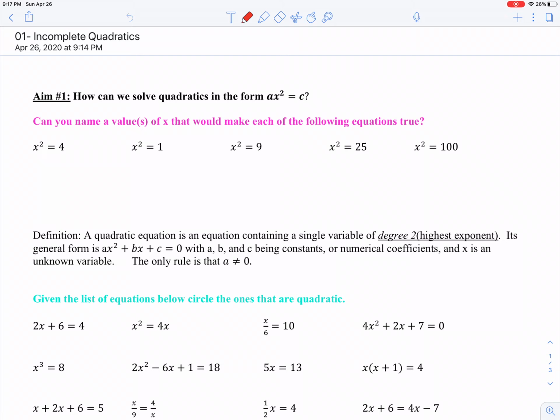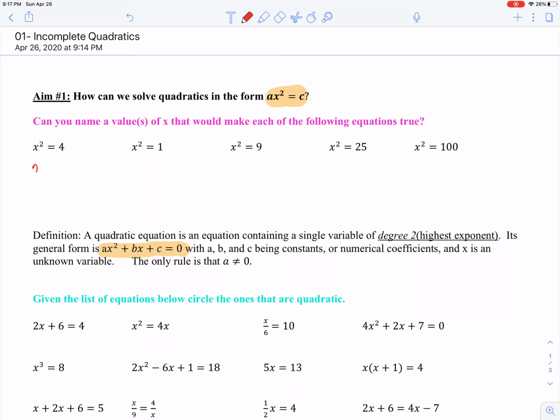Normally when we talk about a quadratic equation, I'm going to look down here at ax squared plus bx plus c equals 0. But today's equations are sometimes referred to as incomplete quadratics because they're missing the b term, which means that b is equal to 0. The do now just says, can you name a value or values of x that would make each of the equations true? So the first one, what number squared is equal to 4?